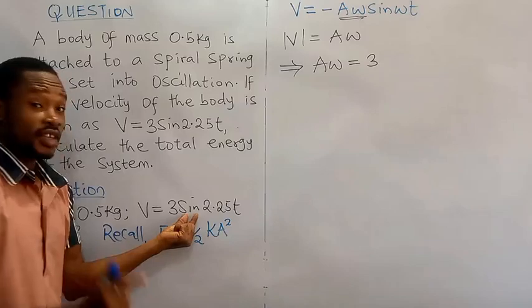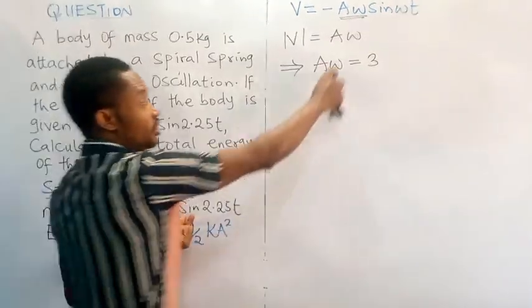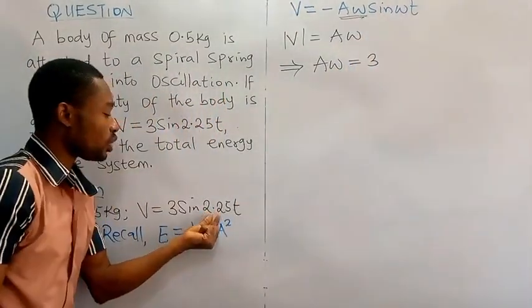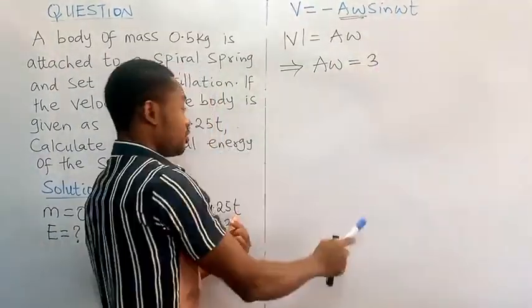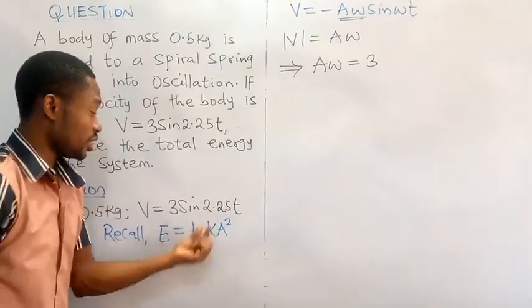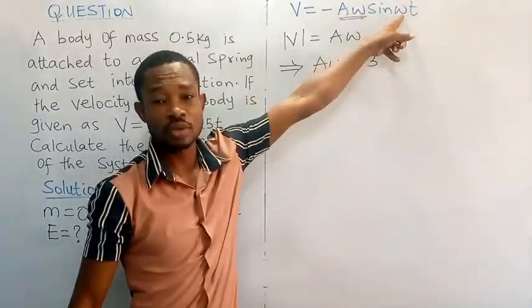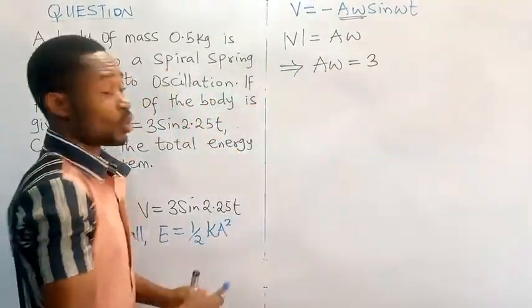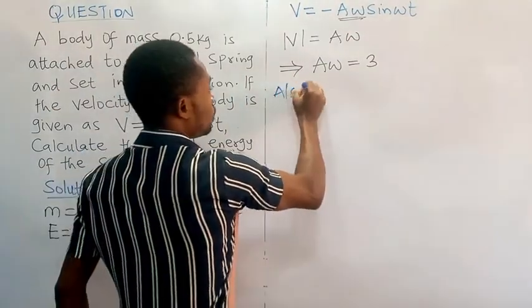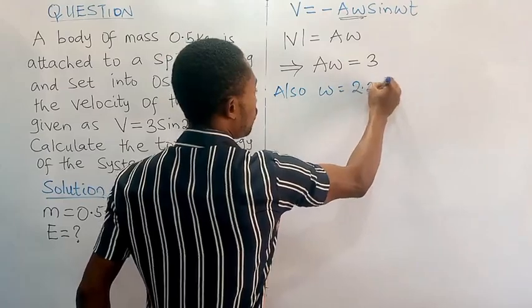Look at it again. If you continue, this is sine, and then we have 2.25. This is W, we have T. So what's the idea here? 2.25 is equal to W. So I can say also, we have that W is equal to 2.25.